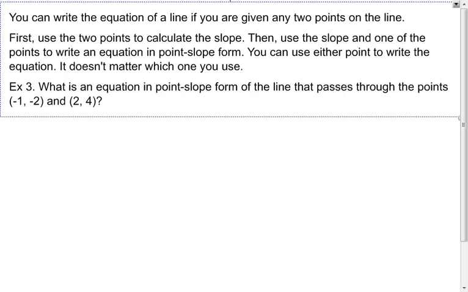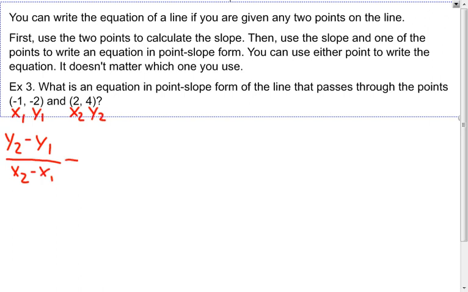What is an equation in point-slope form of the line that passes through these 2 points? Now, there's 2 possible answers for this. You would only need to give me one of them, but I'm going to go through both so you can see it. Okay. So first, I have to figure out the slope. So x1, y1, x2, y2. And I'm going to use the slope formula. y2 minus y1 over x2 minus x1.